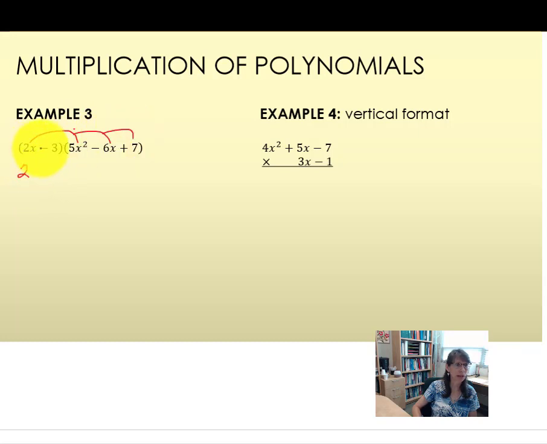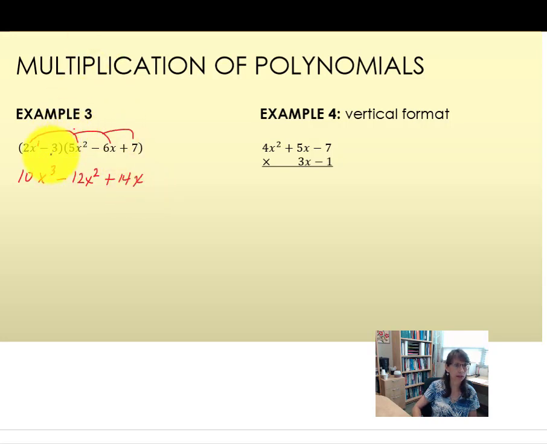So 2x times 5x squared. 2 times 5 gives us 10. X to the 1 times x squared gives us x cubed. 2x times -6x would be -12x squared. Finally, 2x times 7 would be +14x.